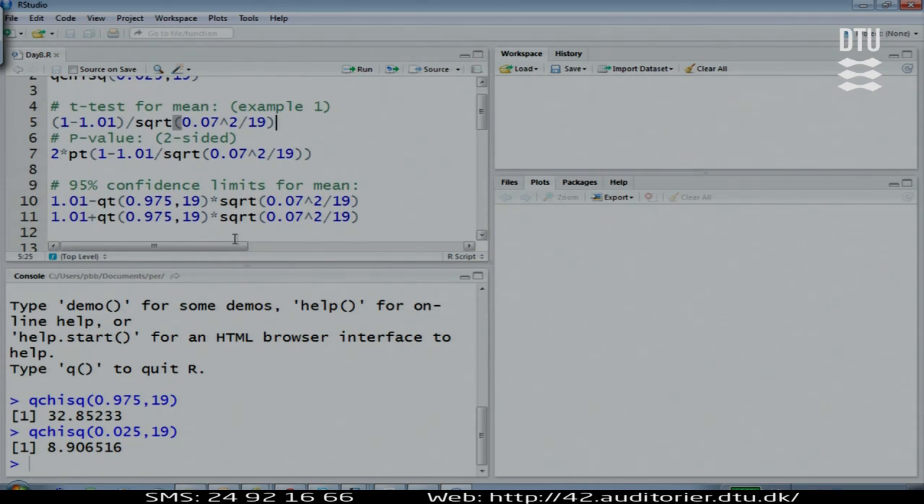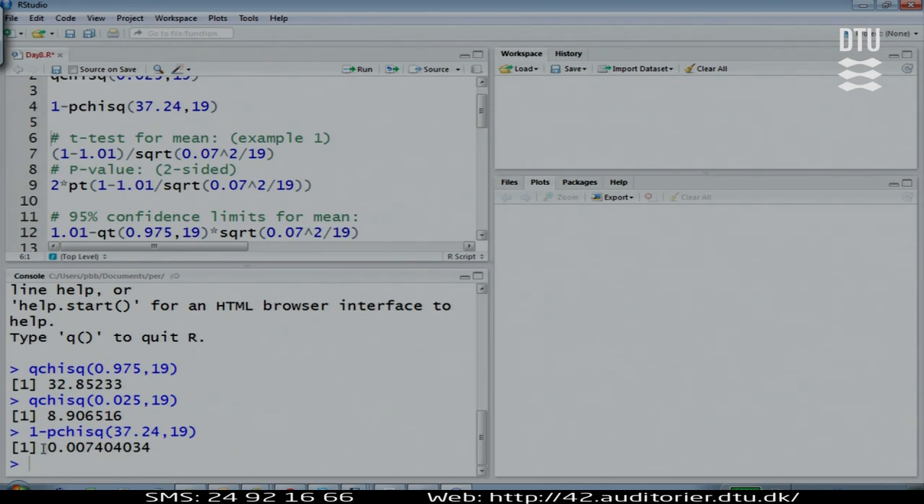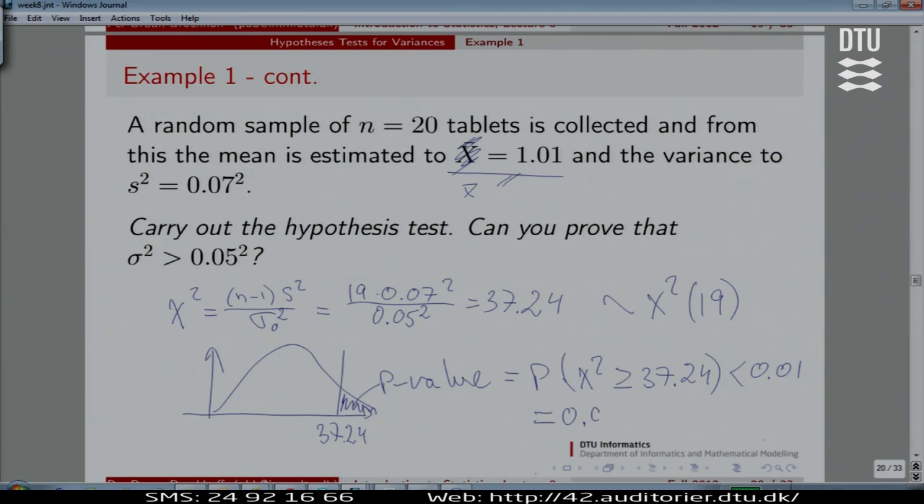I could find the p-value by looking at p chi-square taken in, what was the number, 37.24, with how many degrees of freedom? With 19. Now p chi-square gives us the probability of being to the left of this number. We want the probability of being to the right of 37, to be further out than 37. So I say 1 minus this. The probability is 0.007. Which of course then is right in the middle between 0.005 and 0.01.